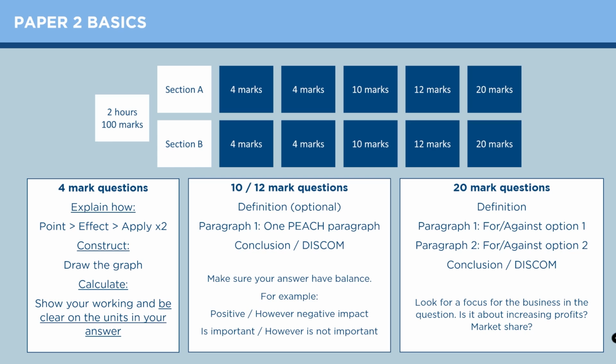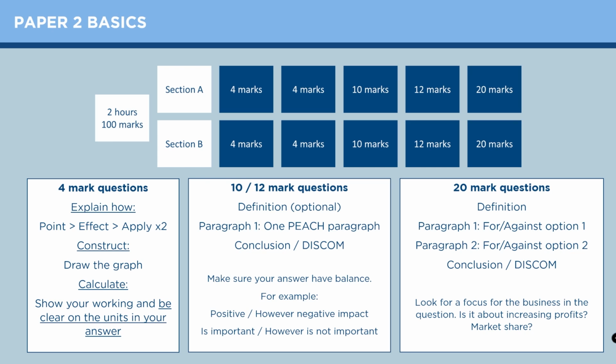But for example, if the question's about assess the impact, you need to have positive, however negative. And it could be the other way around, by the way. You could start with a negative, do however positive. That's absolutely fine. If it's assess the importance, is important, however, isn't important. Value, is valuable, isn't valuable. Things like that. So make sure you've got balance. That's what the however in PEACH stands for.